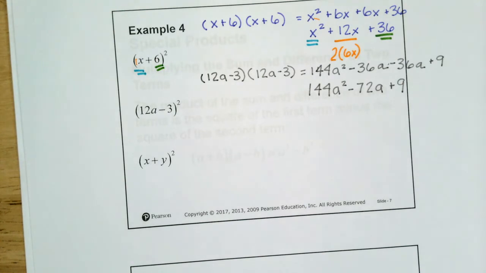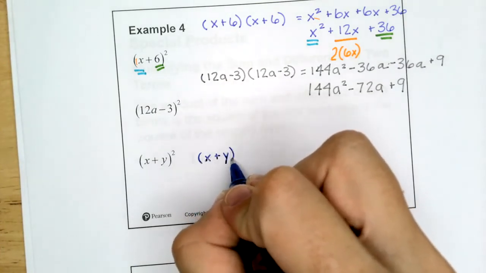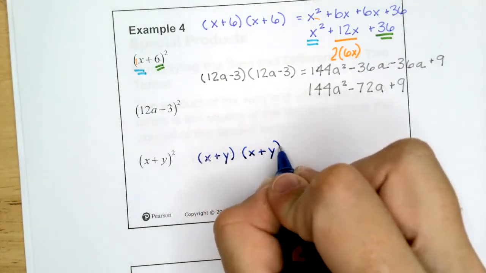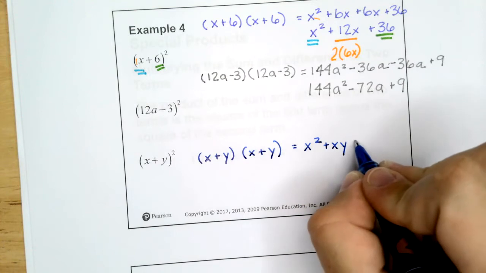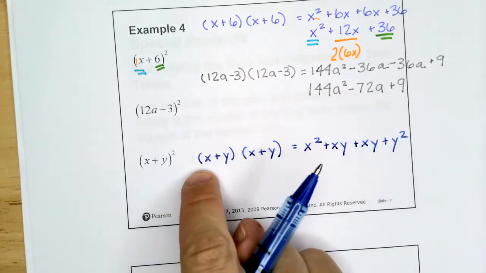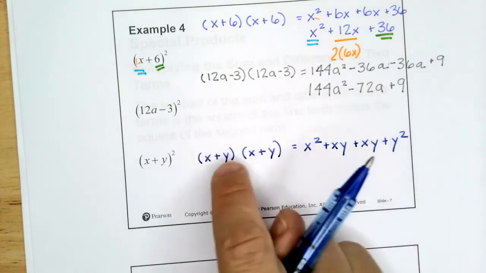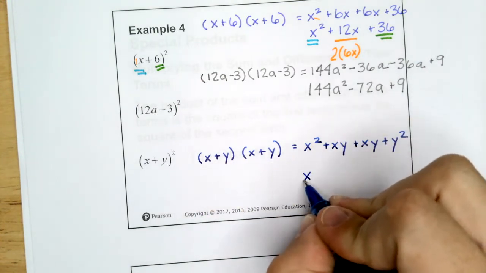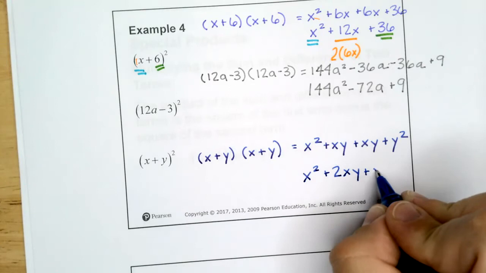Our next one is x plus y squared. So that one will be x squared plus xy plus xy plus y squared, right? x times x is x squared, x times y is xy, y times x is xy, y times y is y squared. Plus 2xy, because there are 2 of them, we're combining them, plus y squared.